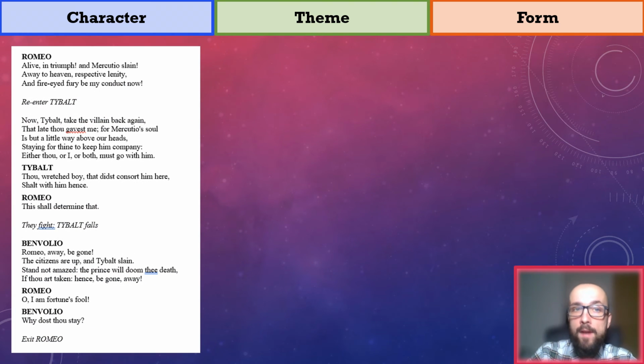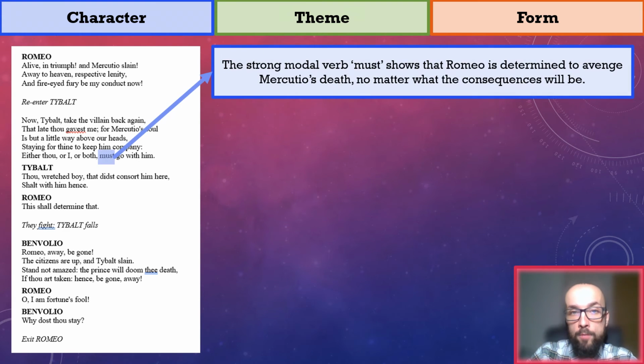And here we have the final part of Act 3 Scene 1 that I will be making annotations for. In this part, Tybalt turns up, he and Romeo fight, Romeo kills Tybalt, and then Romeo eventually runs off. Now the strong modal verb "must" shows that Romeo is determined to avenge Mercutio's death, no matter what the consequences will be, for he does not seem to care if he or Tybalt or if the both of them die and join Mercutio in the afterlife.